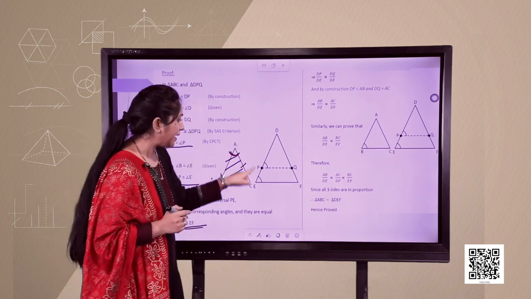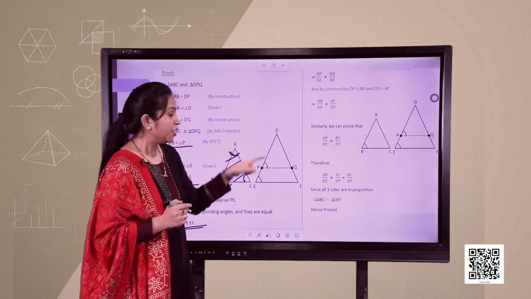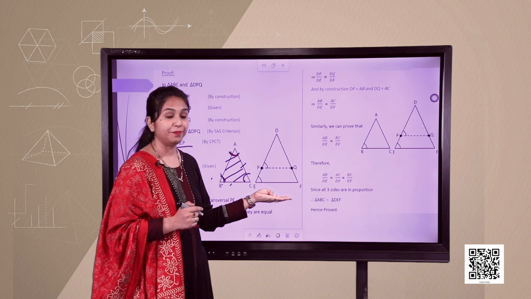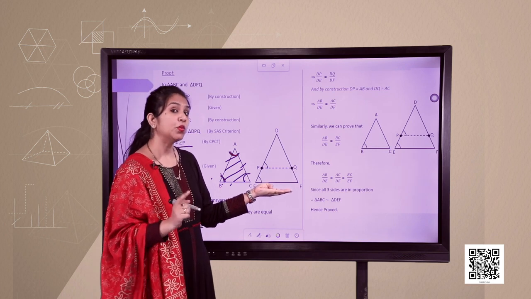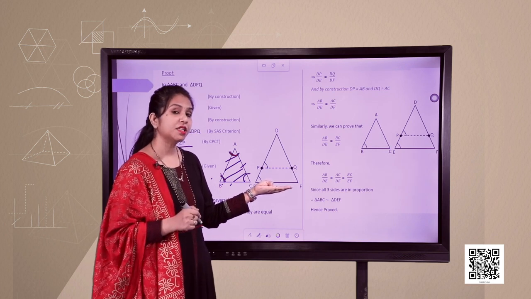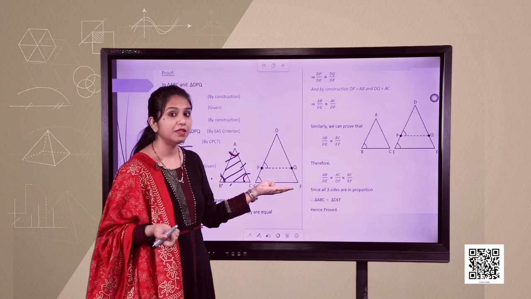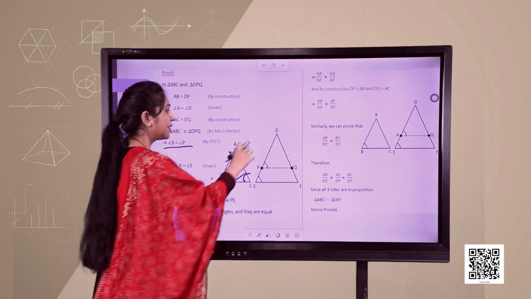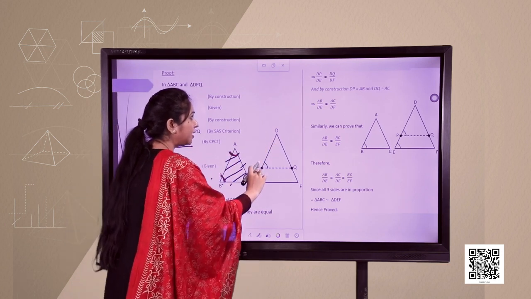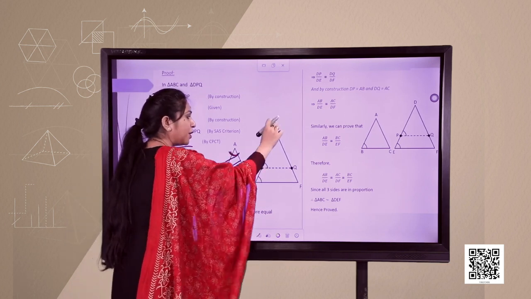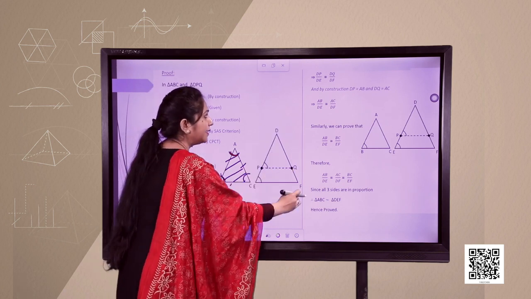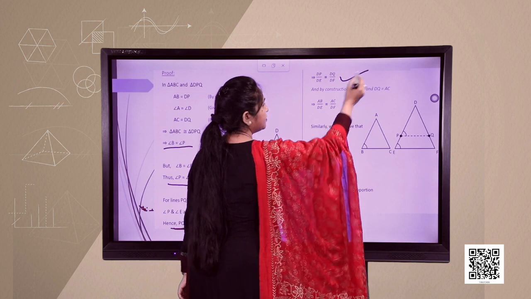Now again come to this triangle. You have just proved that line PQ is parallel to EF. If lines are parallel, what can you write by using BPT? We can write that the sides are in proportion. So write down that sides are in proportion, that is DP upon PE, or we can write DP upon whole DE will also be equal to DQ upon DF, right? This step we reach here.